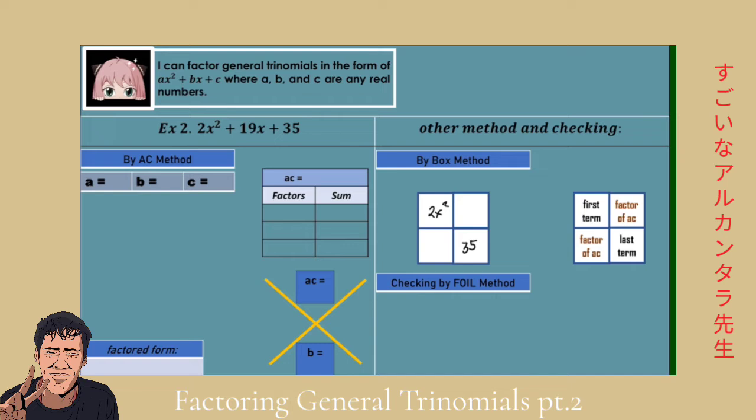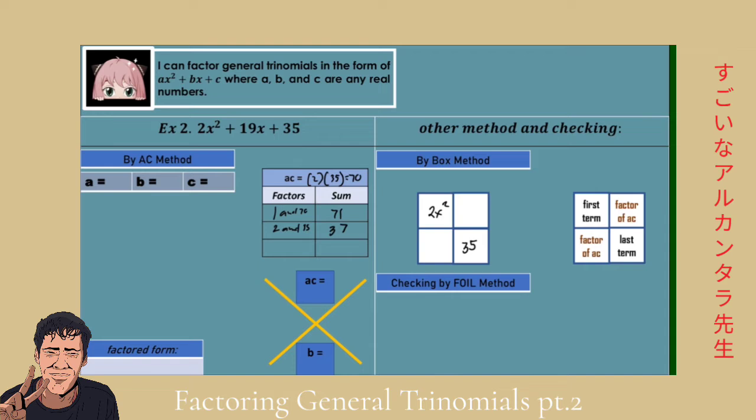So I'll just use the table here. If you have the A as 2 and the 35 as your letter C, so 2 times 35 is 70. And your goal is to get a middle term equal to 19. So we can have factors such as 1 and 70, but that's equal to 71. You can have 2 and 35. That will give us 37.